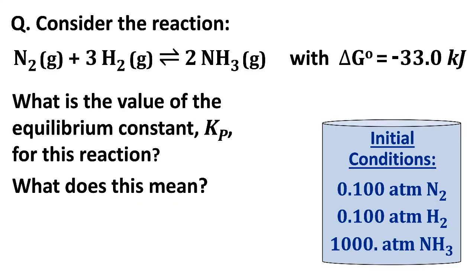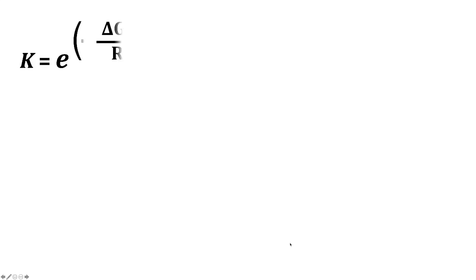And let's give that a try. With the reaction we've just been looking at, what is the value of the equilibrium constant K sub P for this reaction, and what does it mean? Okay, so let's do this calculation using the equation that we just saw. The equilibrium constant K equals e to the quantity minus delta G naught of reaction over RT.